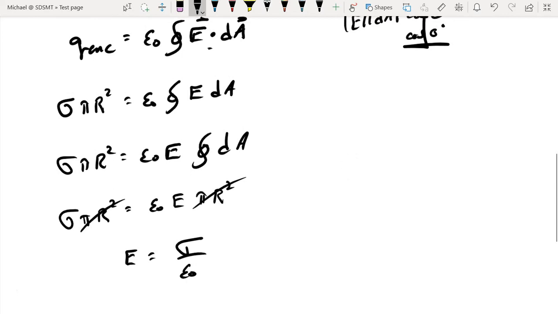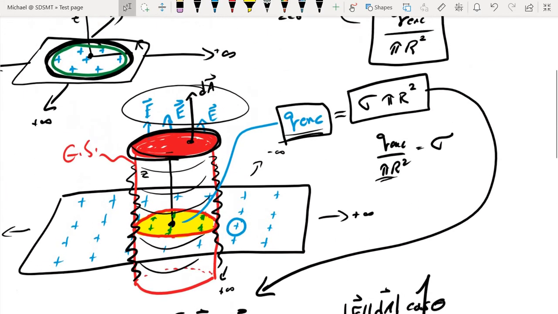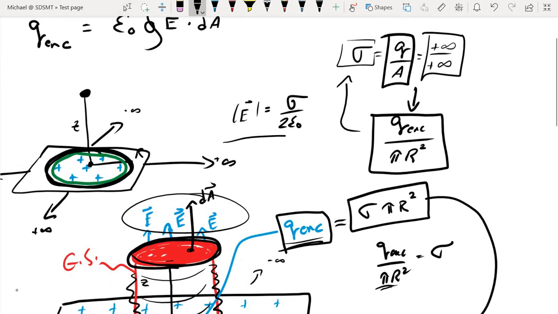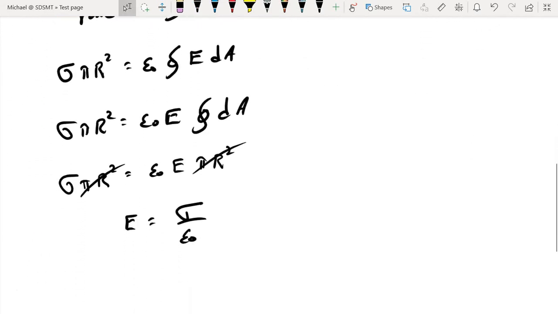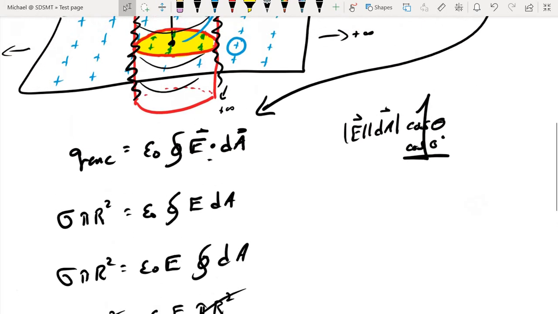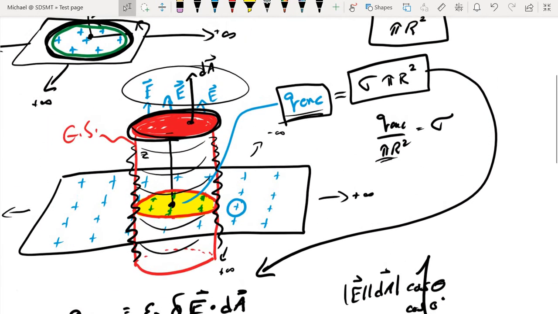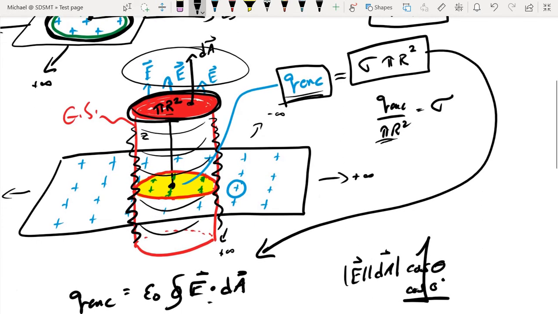And at this point you're saying, well, yeah, but if you remember the last time we did this for the infinite sheet, we actually got an electric field that was equal to half of that amount. So why are we getting twice as much field now? Well, there's a slight bit that we kind of skimmed over, and that is that we don't just have an area of pi r squared where our electric field lines are passing through.